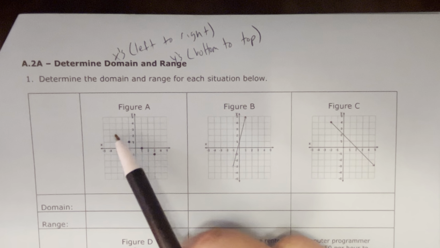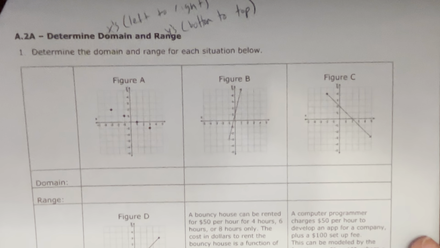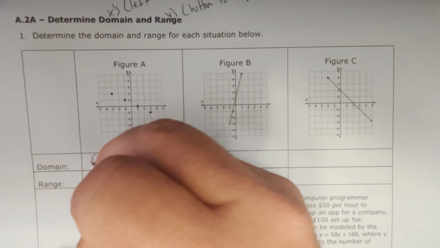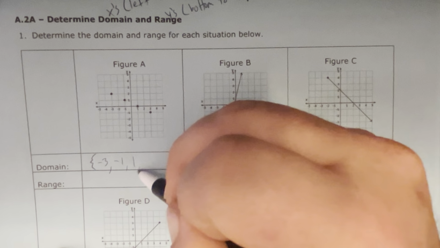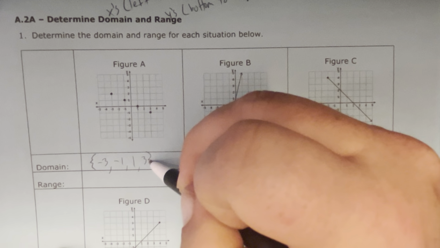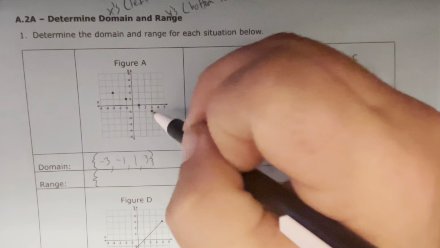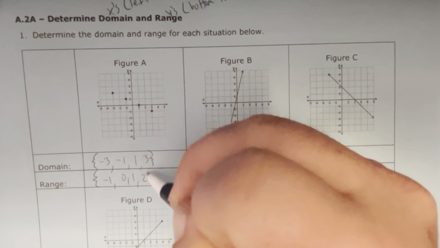And so for the first one, figure A, this is a discrete graph because it's just some points. They're not connected. It's not a continuous graph. So for this, we're just going to list all the points. And so we're going to make this little funky bracket. And the first x value going left to right, we've got -3 and then -1. And we're looking at the x's, 1 and then 3. And then we'll close it. So we're just going to list all those x's. Then for the y's, we'll do the same thing. So the lowest y is going to be -1 and then 0 and then 1 and then 2.